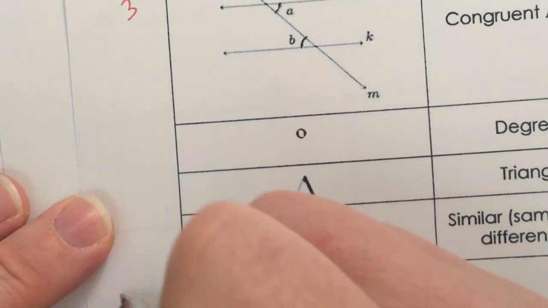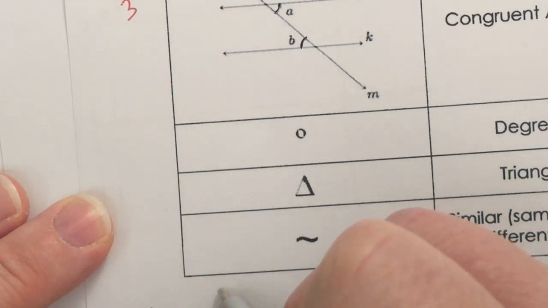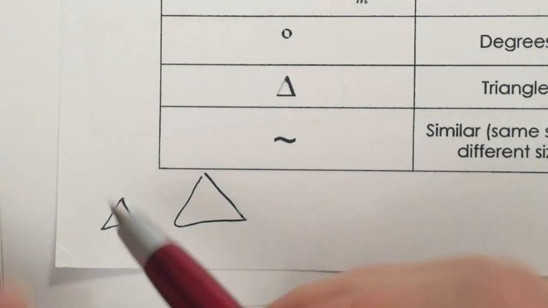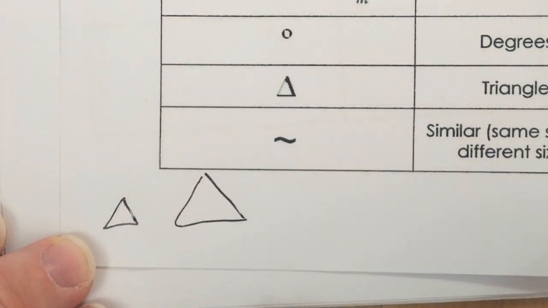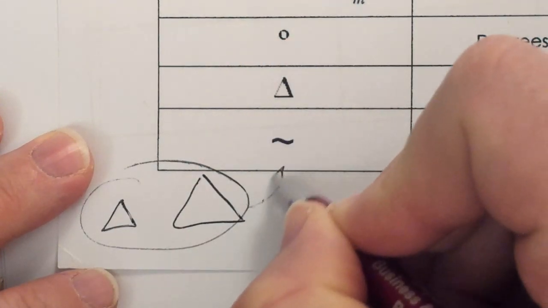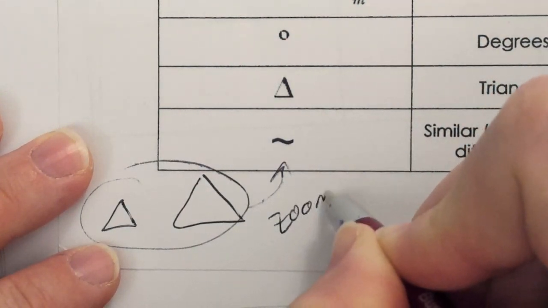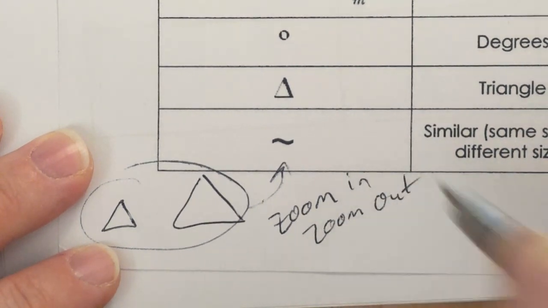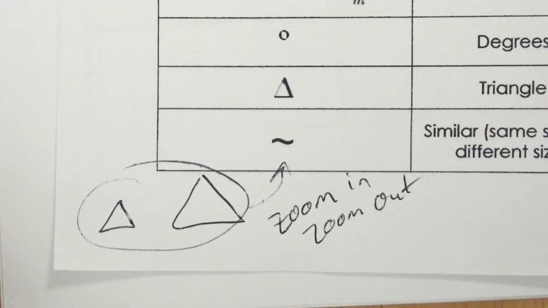So basically, I'm saying like this triangle and this triangle. They are, only helps if you can see it. These two are similar to each other. You just zoomed in, zoomed out. So that's what similar means. Zoom in, zoom out. And that's what it means to me.